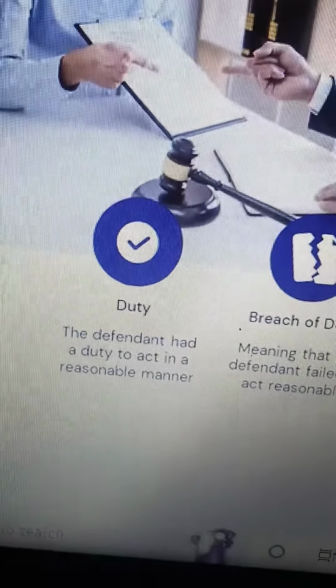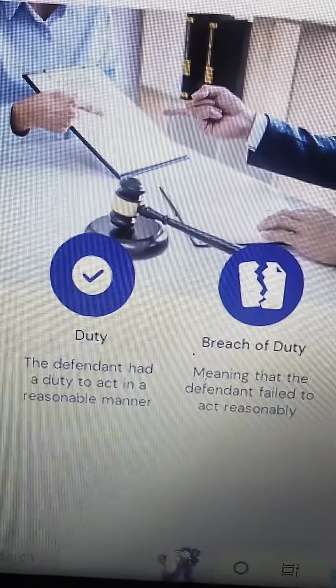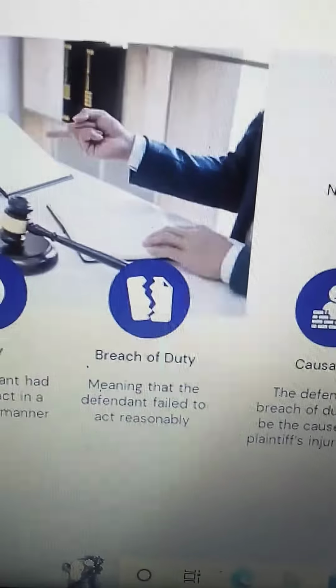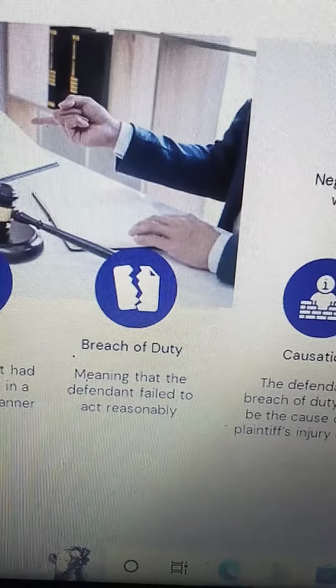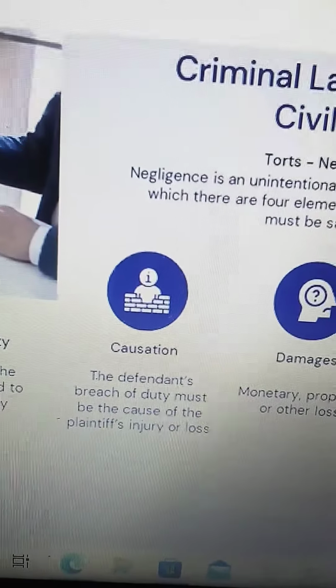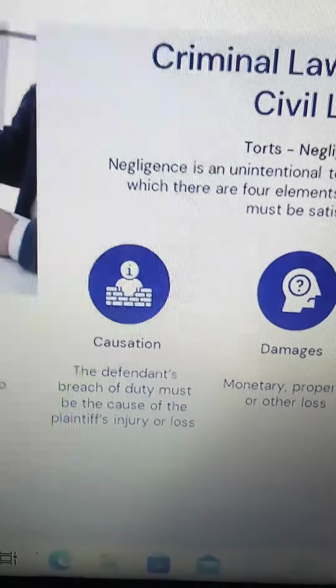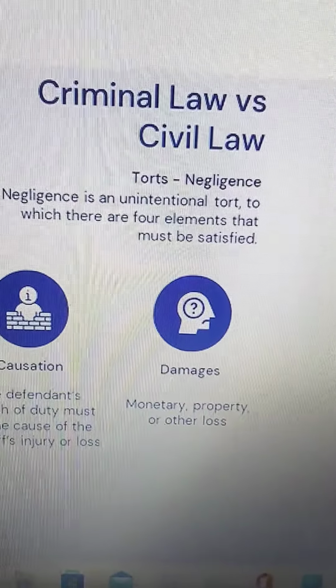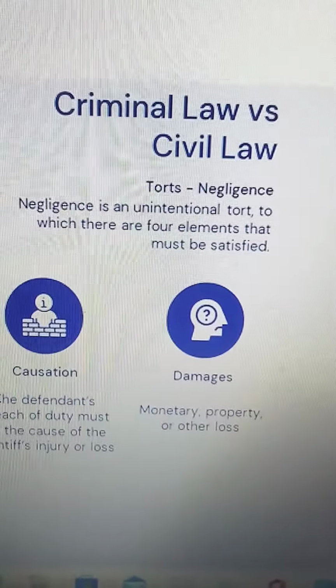Torts, negligence. Negligence is an unintentional tort, to which there are four elements that must be satisfied. Duty. The defendant had a duty to act in a reasonable manner. Breach of duty, meaning that the defendant failed to act reasonably. Causation. The defendant's breach of duty must be the cause of the plaintiff's injury or loss. Damages. Monetary, property, or other loss.